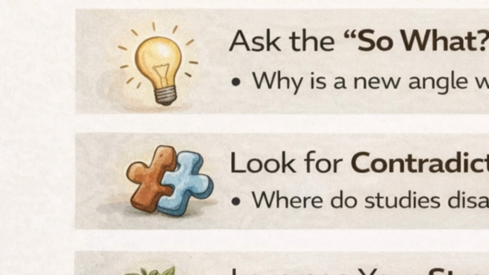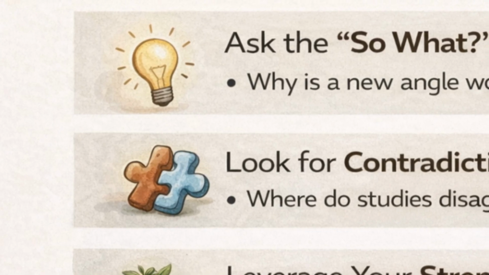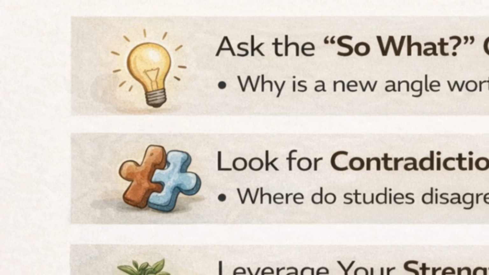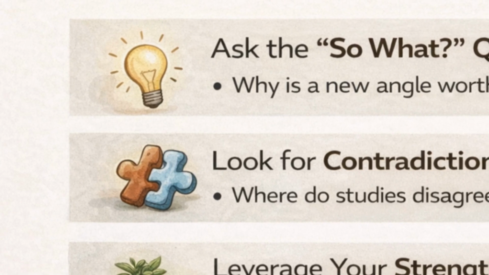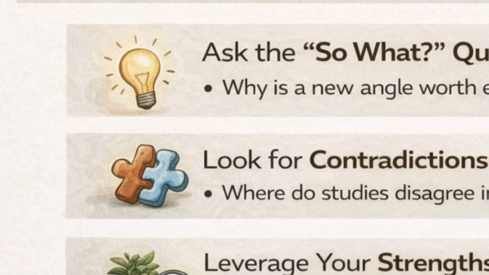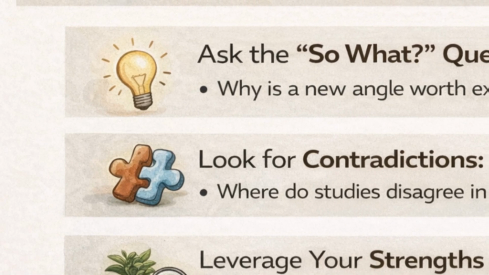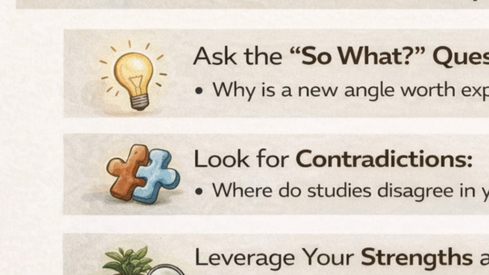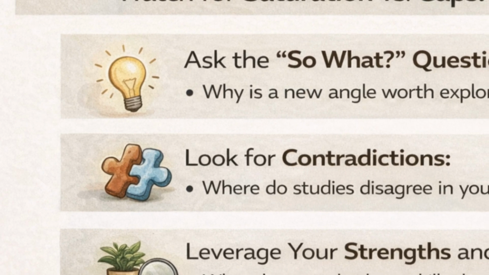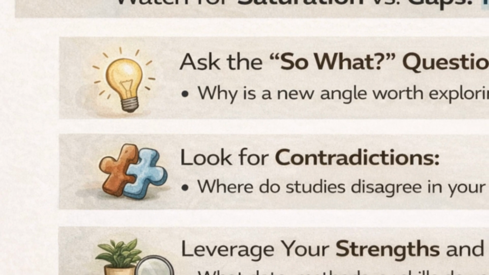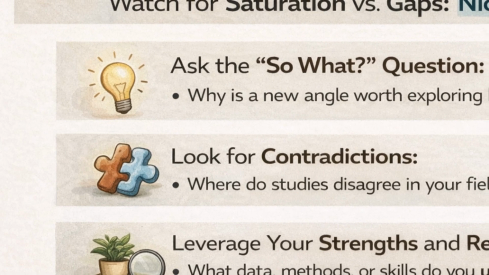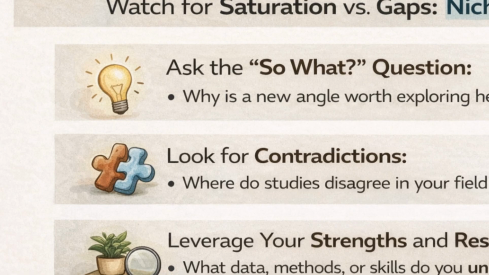Niche down. Originality often comes from narrowing the scope or changing the context. Ask yourself, can I focus on a specific aspect, population, or context that others haven't? For example, say the effect of social media on mental health is heavily studied overall, but perhaps teenagers in small towns are understudied compared to those in big cities. That narrower focus could be your niche.